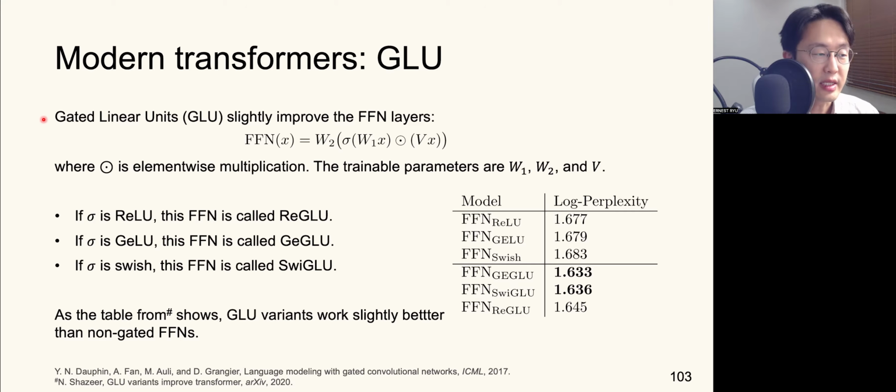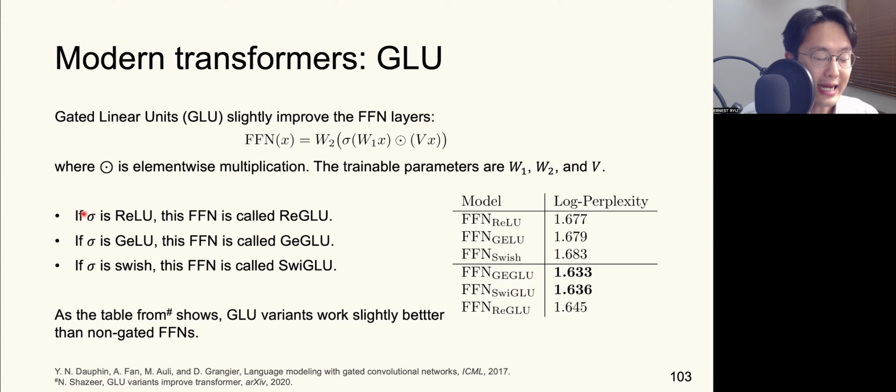And then we have the gated linear units, the GLU units. These slightly improve the FFN layers. So the GLU FFN has this form, where we have the input vector x. The input vector x is processed by a linear layer defined by W1, another linear layer defined by the matrix V. The bias terms are not used. This W1 times x is passed through the nonlinear activation sigma, and then those two outputs are multiplied element-wise. So this denotes element-wise multiplication, and then that result is then passed through the linear layer defined by W2.